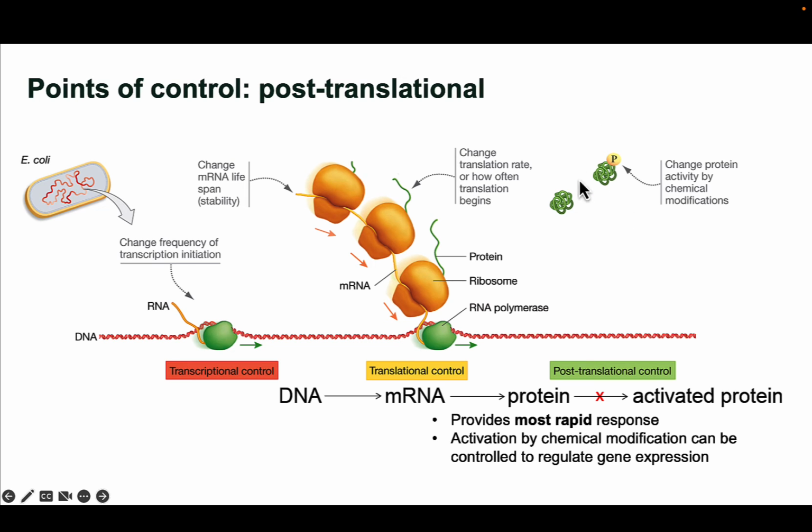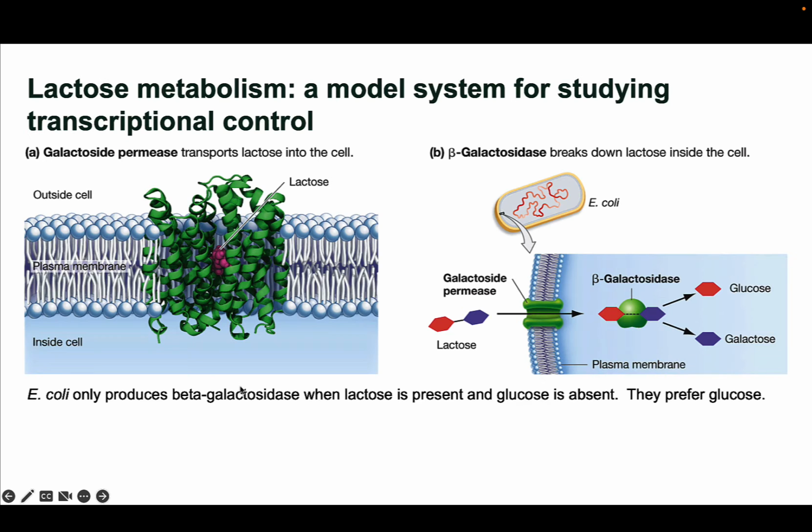But you waste a lot of energy if you don't need this protein, of course. If you need it to be here, you waste a lot of energy in the cell, transcribing it, and then turning it into protein. So it's a balance of all these pathways. Again, we're going to focus on this transcriptional control. And we're going to look at lactose metabolism in E. coli to look at a model system for studying transcriptional control.